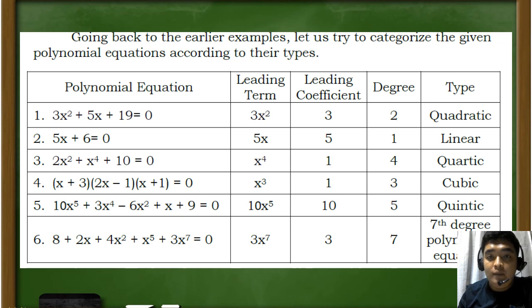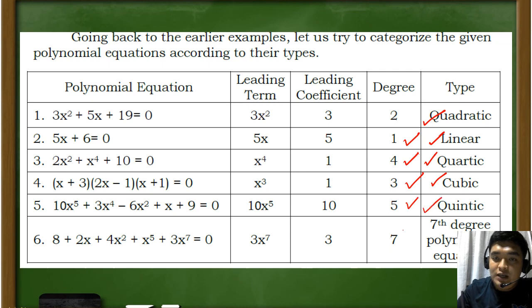Okay, so going back to our earlier examples, let us categorize the given polynomial equations according to their types. For number 1, the degree is 2, so therefore this is a quadratic. 1, linear. If 4, that is quartic. If 3, that is cubic. 5 is quintic. Then for 7, that is a 7th degree polynomial equation.